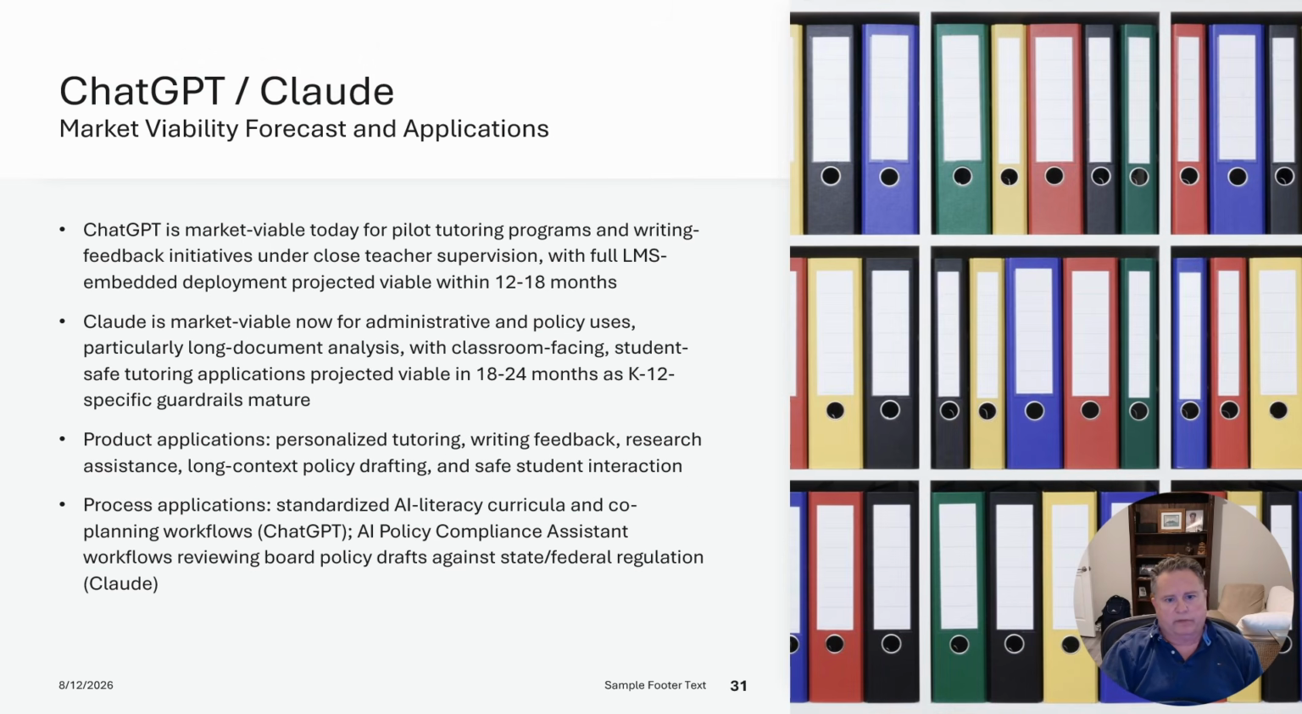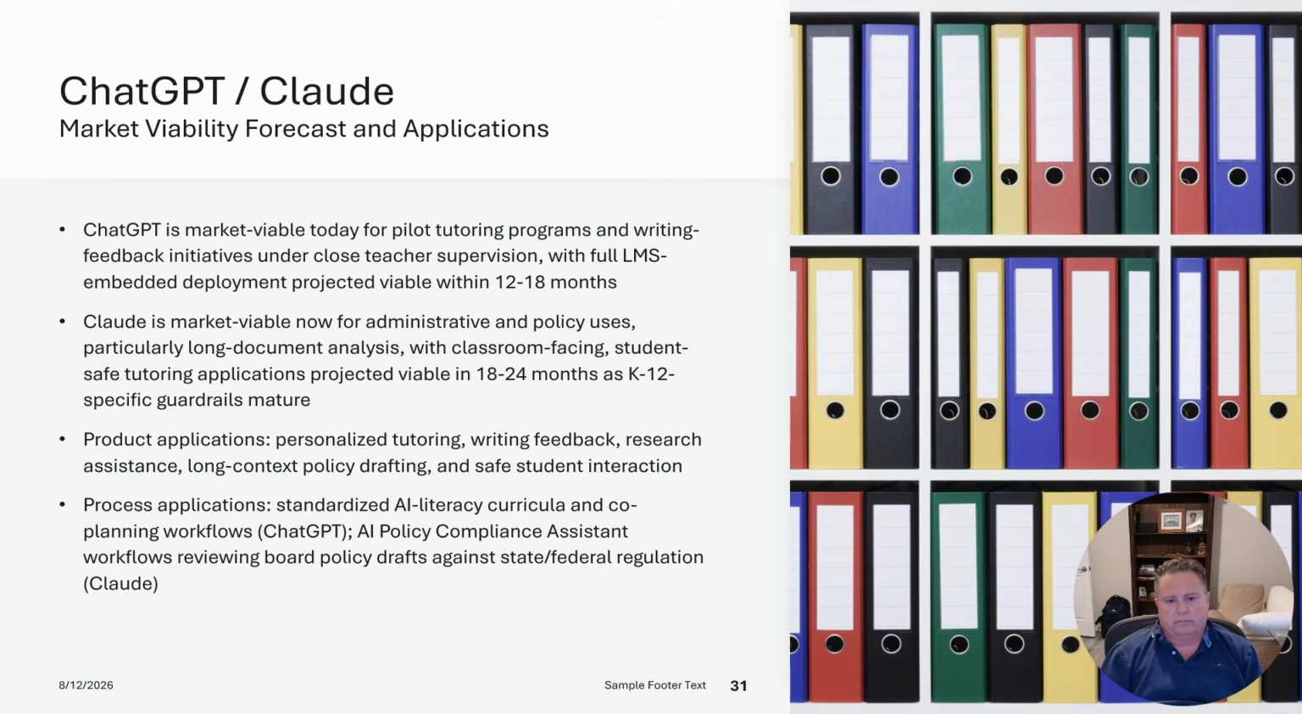ChatGPT and Claude market viability forecasts and applications. ChatGPT is market viable today for pilot tutoring programs and writing feedback initiatives under close teacher supervision, with full learning or LMS embedded deployment projected viable within the next 12 to 18 months. Claude is market viable now for administrative and policy uses, particularly long document analysis, with classroom-facing student-safe tutoring applications projected viable in 18 to 24 months as K through 12 specific guardrails mature.